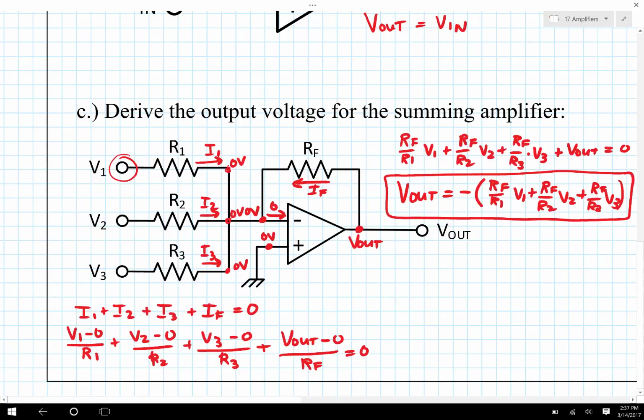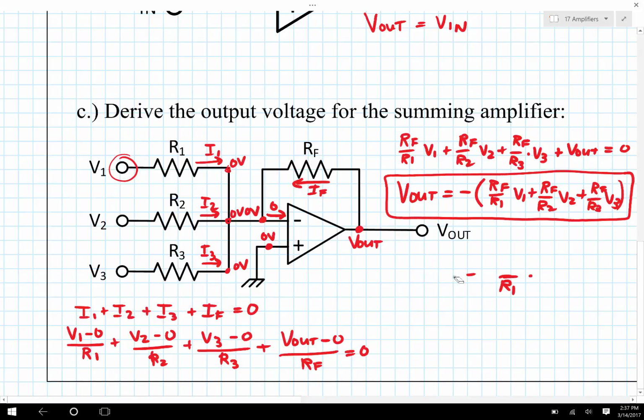Notice that, again, this has been shown with 3 inputs, V1, V2, V3. It could be done with 10 inputs, or it could be done with 2 inputs. Or if you reduce it down to just 1 input, then notice that what you end up with is V out is equal to minus RF over R1 times V1, and that's exactly the equation of the inverting amplifier. So if you reduce the summing amplifier down to just a single input, it becomes the inverting amplifier.